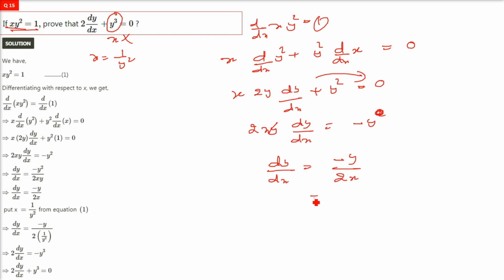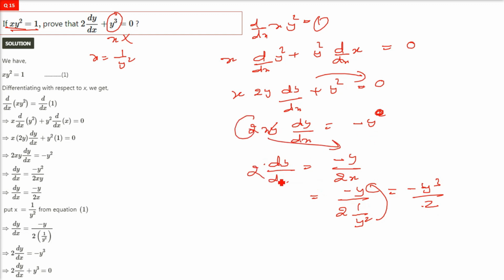Let us put it here. x is 1 by y². So minus y by twice of 1 by y². And this goes up. So it will be minus y³ by 2. And 2, there is no need to bring 2 on the right hand side. We have brought it. So we'll take it back to the left hand side. So twice of dy/dx is equal to negative of y³. So 2 dy/dx is negative y³.